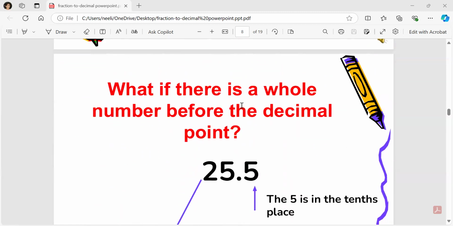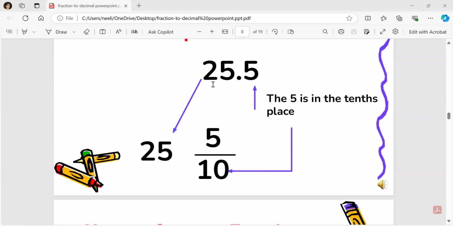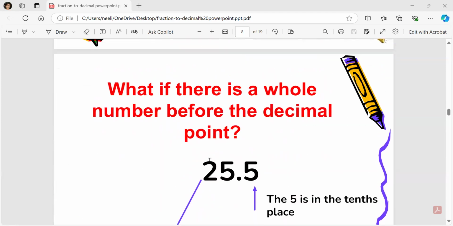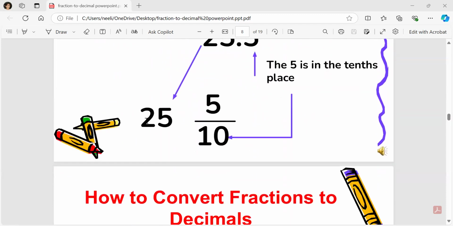What if there is a whole number before the decimal point? Like for example, here we have taken 25.5. So 25 here is a whole number. So we'll write 25 as it is. After the decimal, there is 5. Now 5 is at the tenth place. Therefore, it is written as 5 upon 10. So we have written this decimal number 25.5 in fractions as 25 and 5 upon 10.